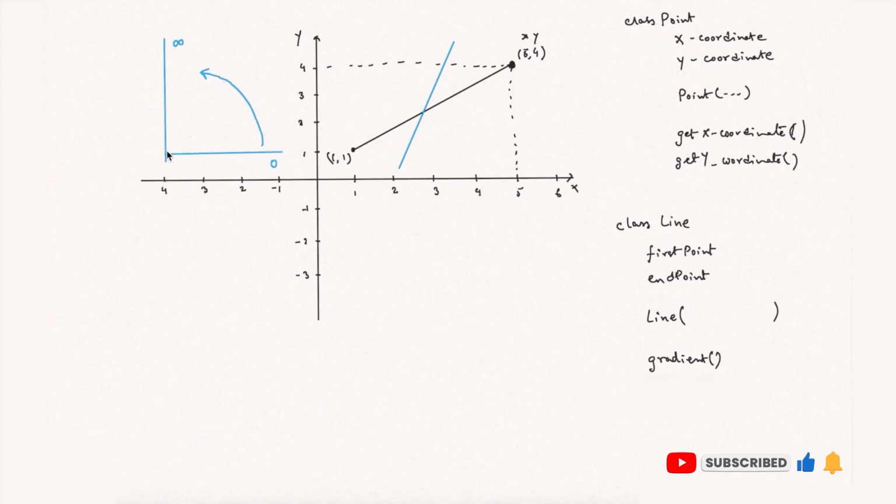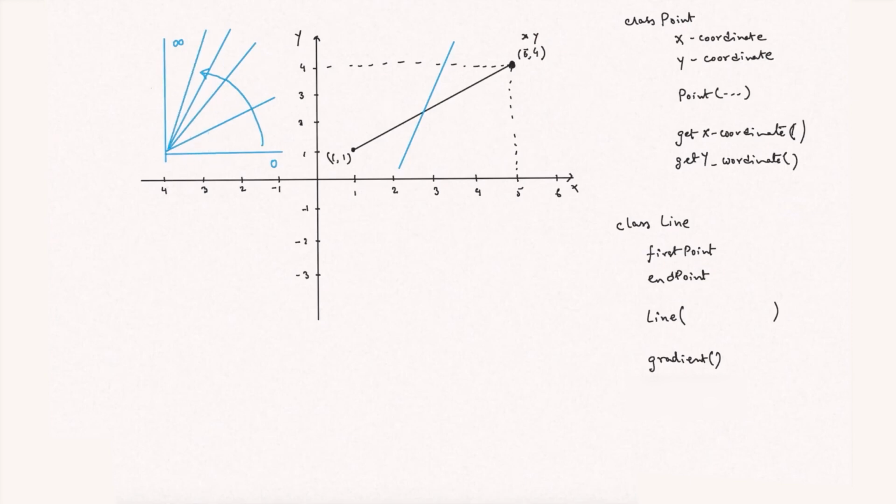So you see, the more steep a line gets this way, the gradient keeps on increasing. So something like this will have some gradient. Something like this will have a higher gradient. This will have an even higher gradient. This will have an even higher gradient. So that is what a gradient is, how steep it is. The steeper it is, the higher its gradient.